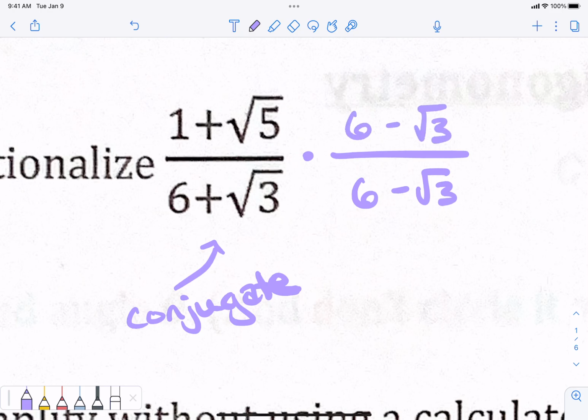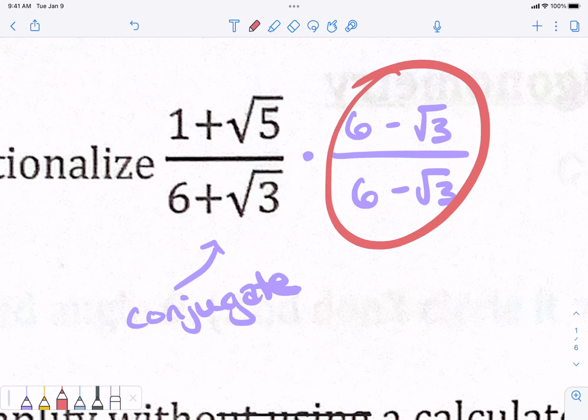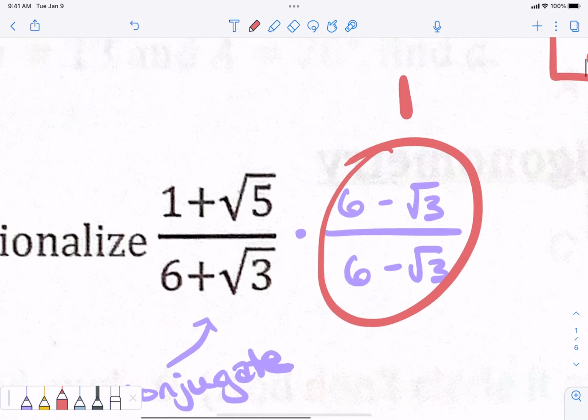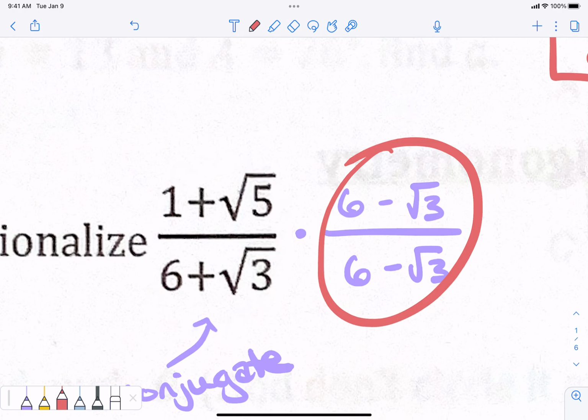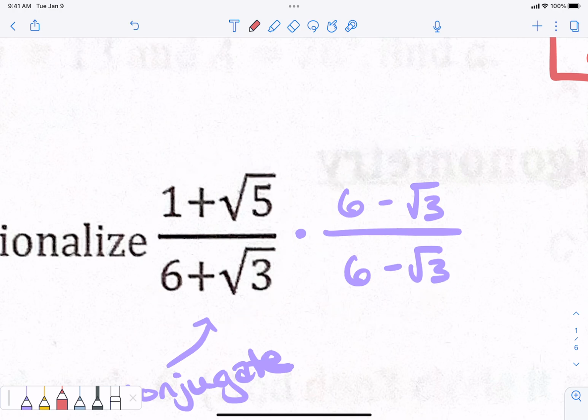And I'm multiplying, okay? Now the reason why I'm multiplying: what's 6 minus the square root of 3 over 6 minus the square root of 3? What is that reduced to? 1. So I'm taking this thing times 1. So I'm not changing it. I'm just changing what it looks like, right? I'm not changing its value, okay?